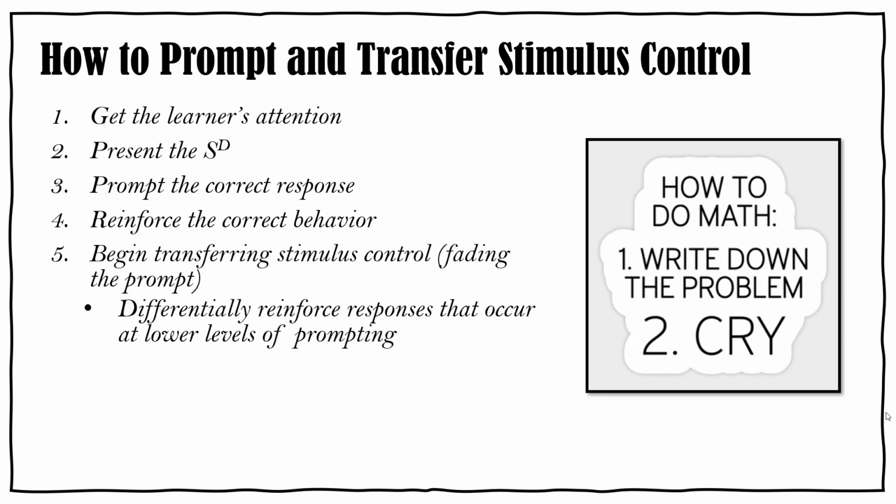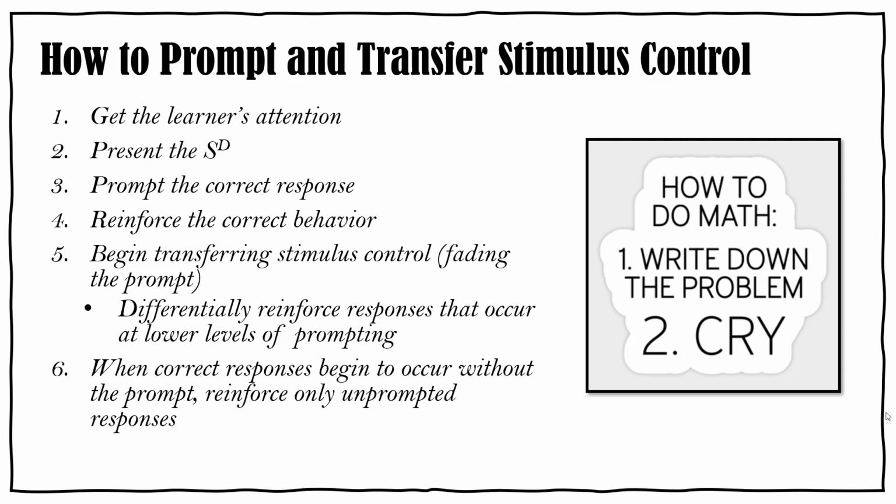And then you want to start transferring stimulus control. So you want to start fading out that prompt. Go to that partial physical, go to the modeling, and then the gesture, and then the verbal. And when you're doing that, that's when you want to differentially reinforce responses that occur at lower levels of prompting. So if you're at a gesture, you want to provide really powerful reinforcers for that gesture and not so powerful reinforcers for the modeling or the full physical. And then when you move down your prompt hierarchy to where correct responses are beginning to occur without the prompt, then you want to only reinforce those unprompted responses. Your goal is to have an unprompted response because that means you've faded out the prompt and the response is occurring under the original discriminative stimulus, which is what you want.